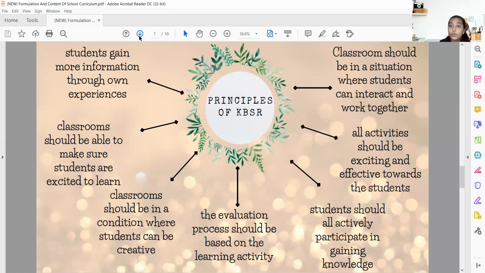The classroom should be in a situation where students can interact and work together. The way the students are arranged, how they sit in class, should be in a way where they can talk to each other, work together, and have a healthy environment together so that they can all gain knowledge and study well.